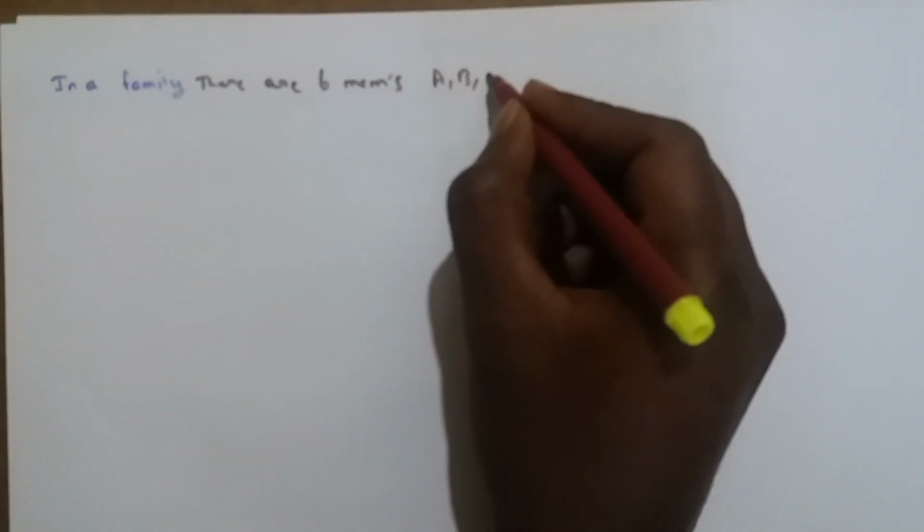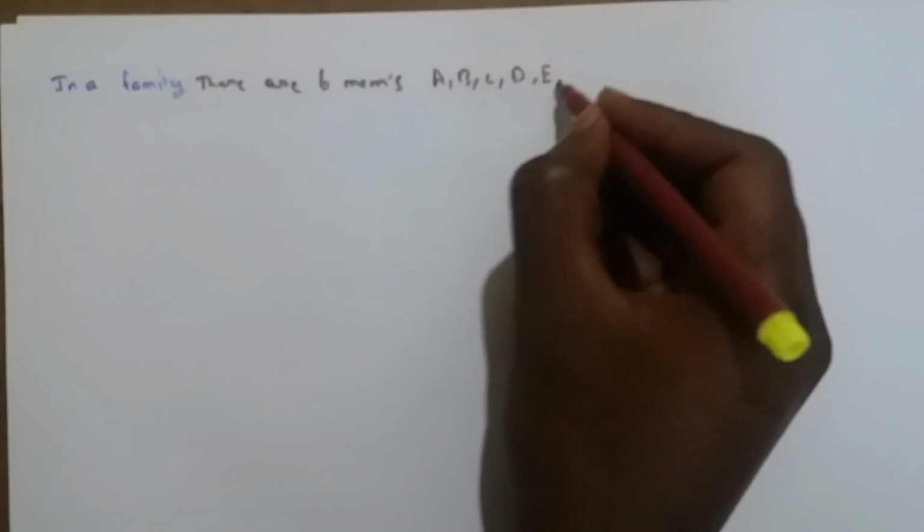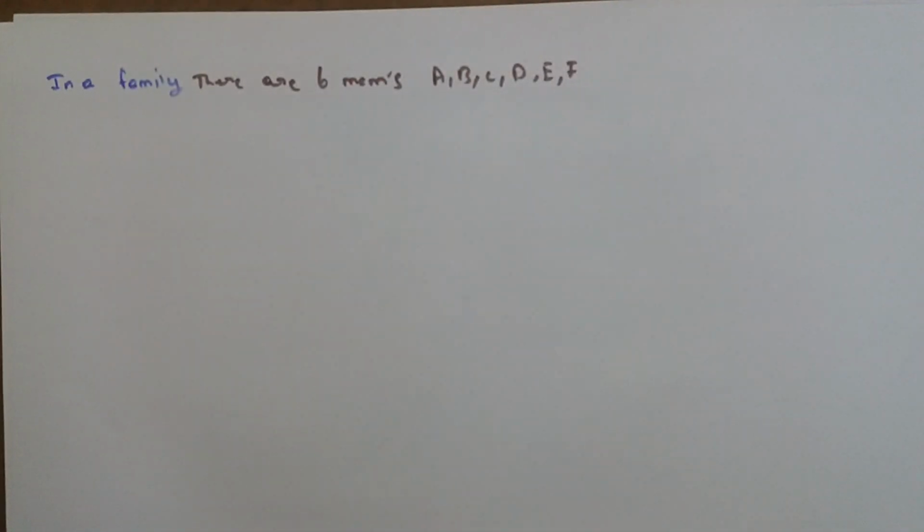Here the problem is: in a family there are 6 members, A, B, C, D, E and F.